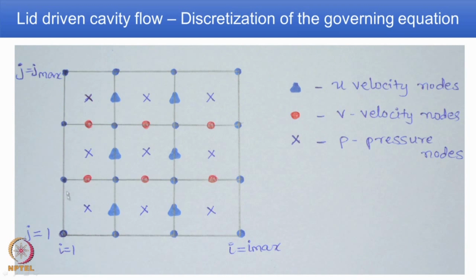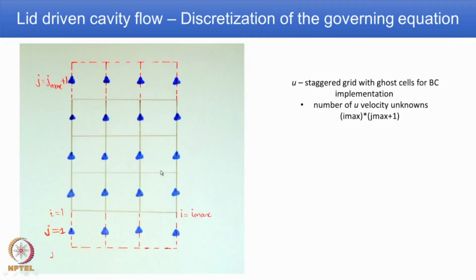Because it is staggered, we have U velocity which is shown here by a triangle, V velocity which is shown by a circle, and pressure at the center of the cell which is shown by a cross mark. So, you can observe in the finite difference procedure for staggered grid how the velocities are stored. U velocities are stored on the vertical face, V velocities are stored on the horizontal face, and pressure is stored at the center of the cell. We have defined a 4 by 4 mesh arrangement, and that results in 9 cells.